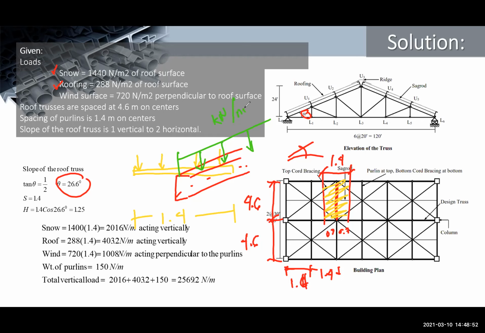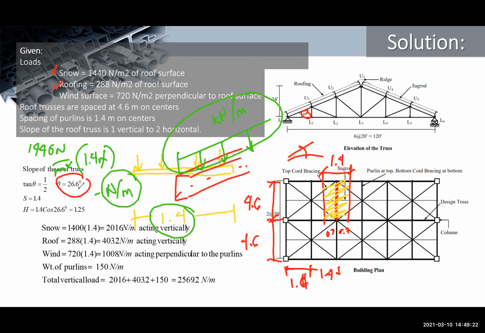Now, how do we do that? Since this is Newton per meter squared, all we need to do is multiply it with the tributary width to make it a uniform load. So, we take the 144 Newton per meter square times 1.4 meters. The meter cancels, and we are left with Newton per meter. So, it is a uniform load. This is just a recap of the computation of loads. I hope that's clear.